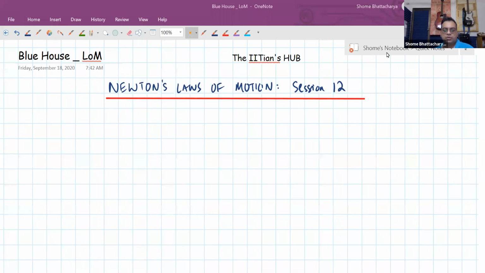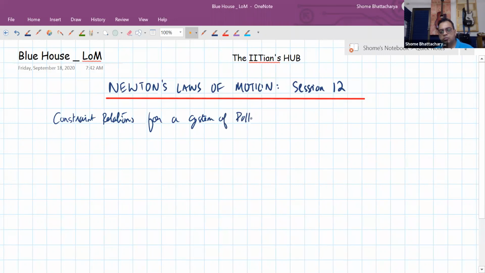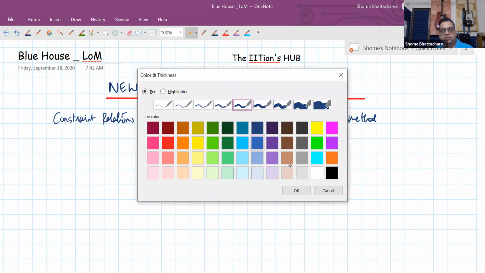Right. So we'll do an example or two of the concept of constraint relations by virtual work method. Okay. So we'll start with a few applications of this first.